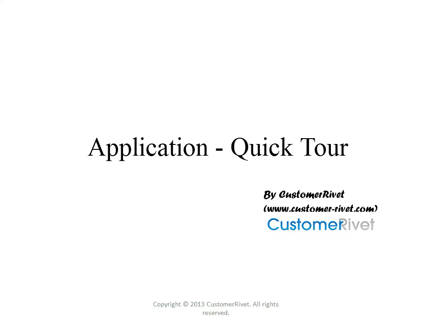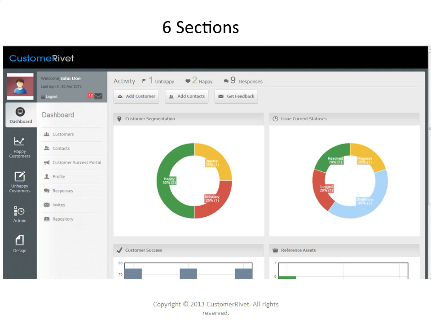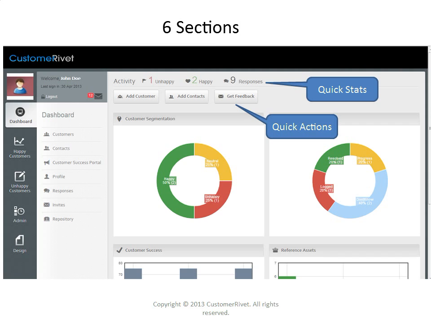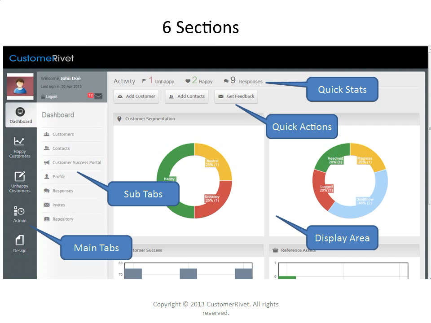Let me give you a quick tour of the application and show you all the different features and sections very briefly. Once you log into the app, you see the following 6 sections, very intuitively placed: Quick Stats, Quick Actions, Main Tabs, Sub-tabs, Display Area, and User Profile.